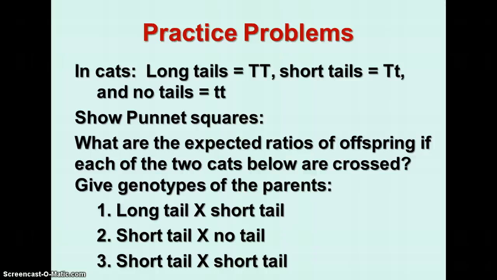Okay, so you need to do Punnett squares showing these traits, and you can check in class to see whether you came up with the right answers on these. The genotypes and the phenotypes and the ratios.